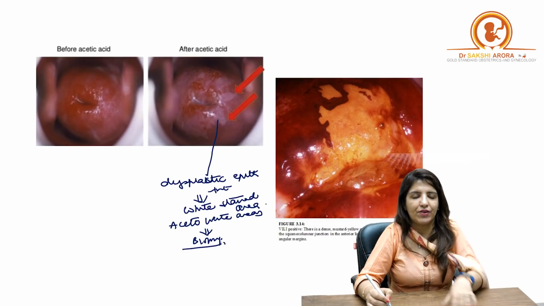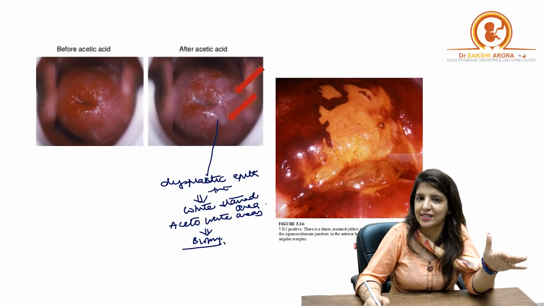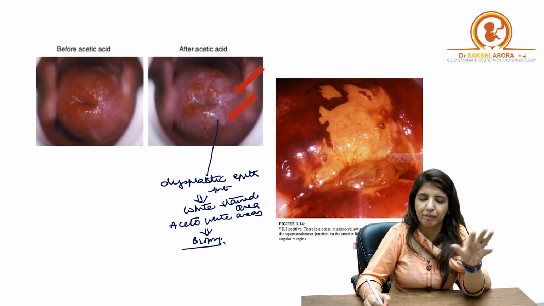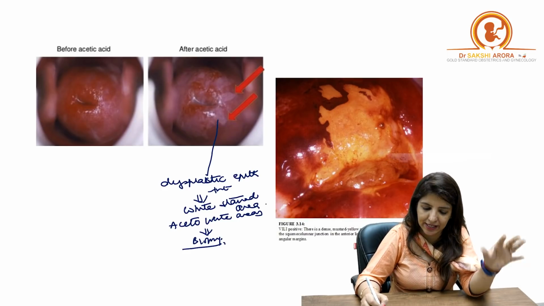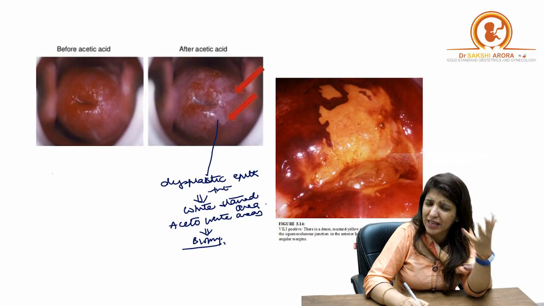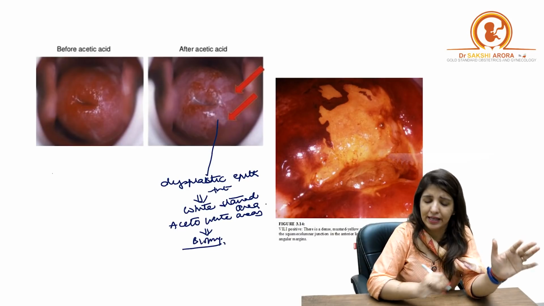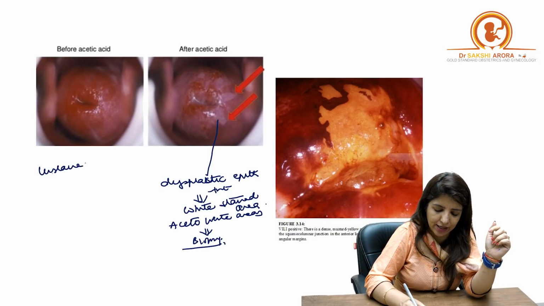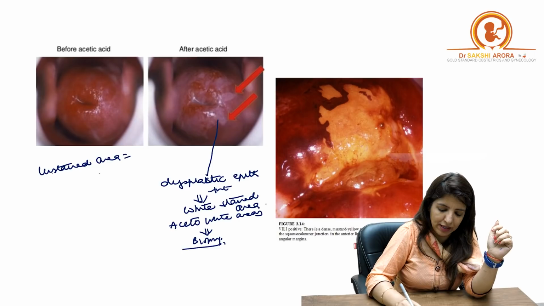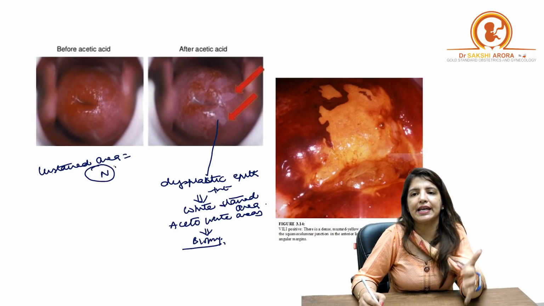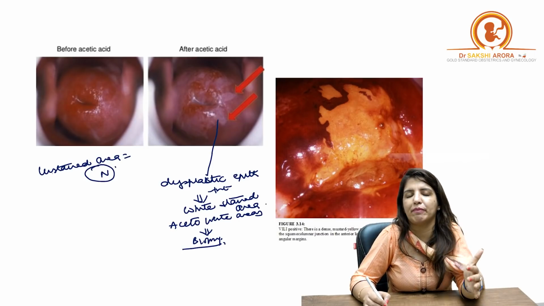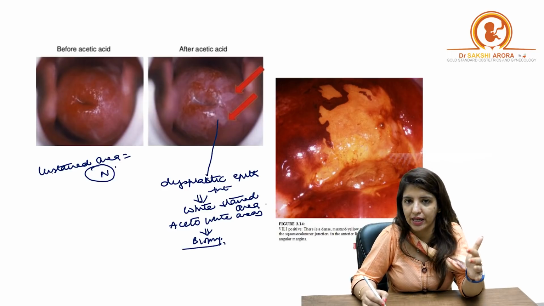So, I will look at the cervix, I will paint it with 3 to 5% acetic acid, and wherever white areas appear, I am going to take biopsy from that area. The red or pinkish colored area is the normal area. So, unstained area is normal and the white stained area is abnormal. You have to take biopsy from the white stained area.